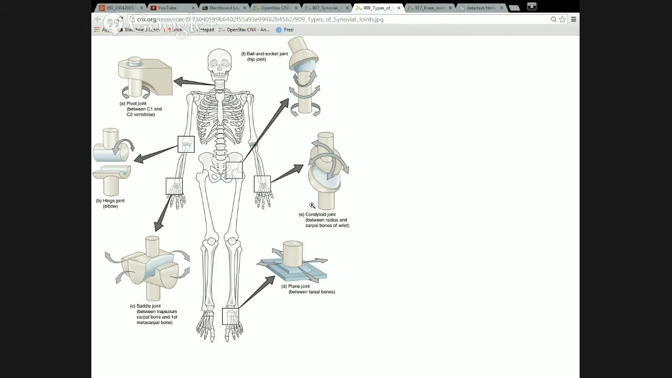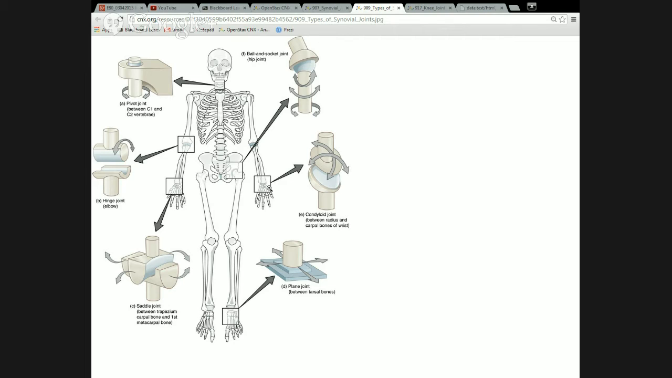The example actually from the book here, they're pointing out where the radius and the carpal bones of the wrist come together. Not the best example, again, because it's hard to demonstrate, but you can move your wrist back and forth like this pretty easily, and you can move it side to side. It doesn't move quite as much side to side. That would be a condyloid kind of joint. But I prefer the metacarpal phalangeal joint. It's a better example.